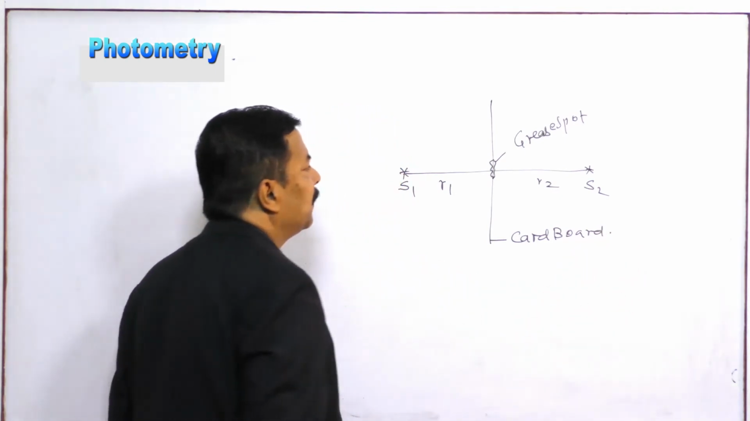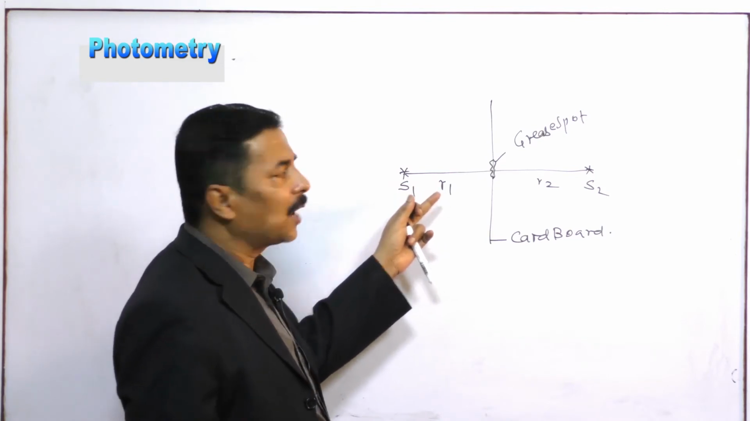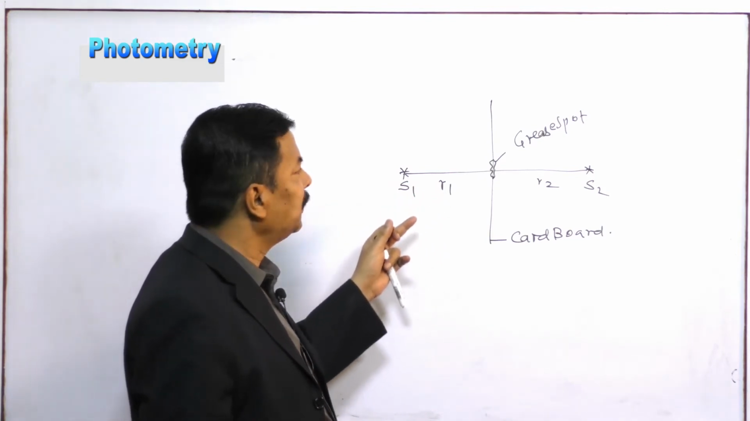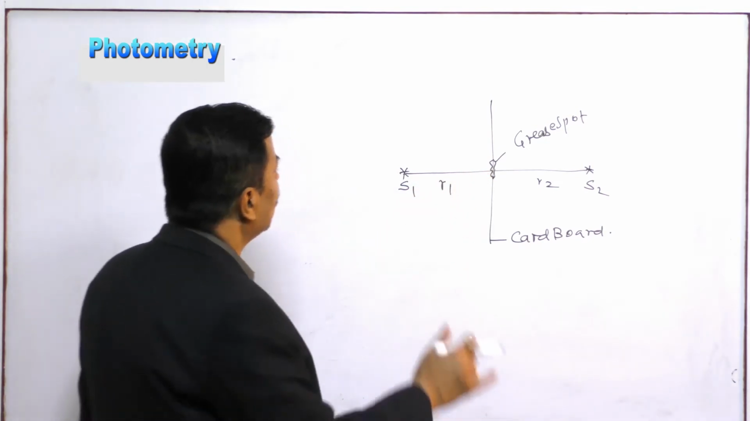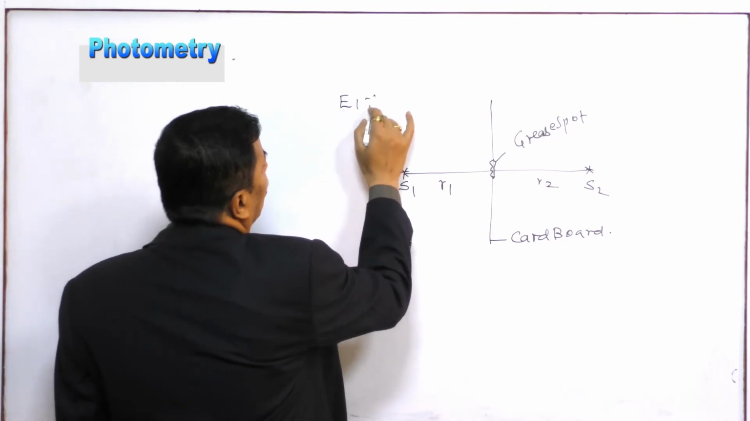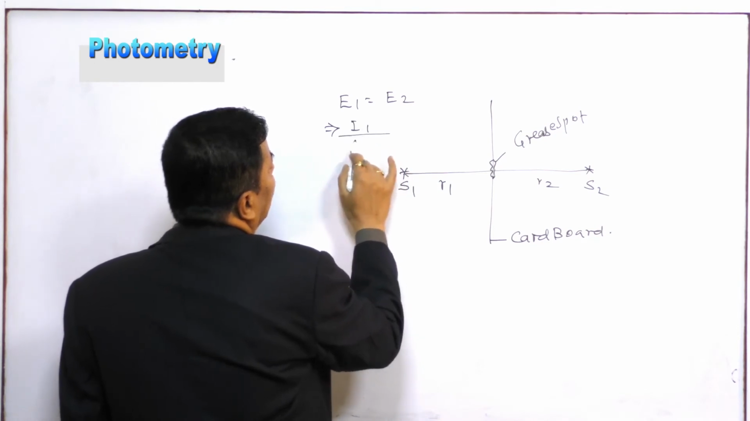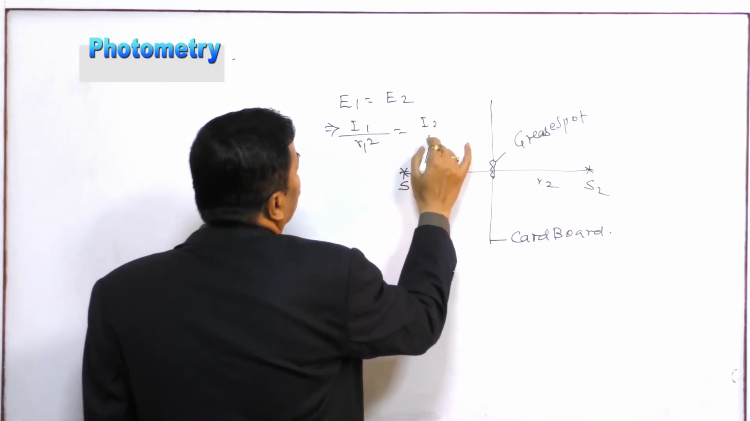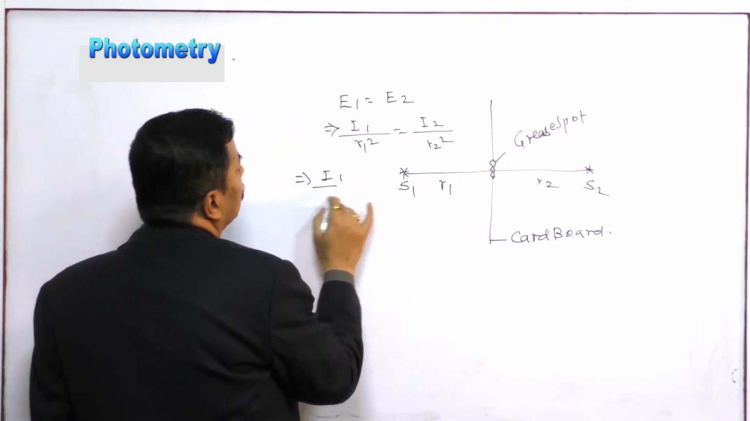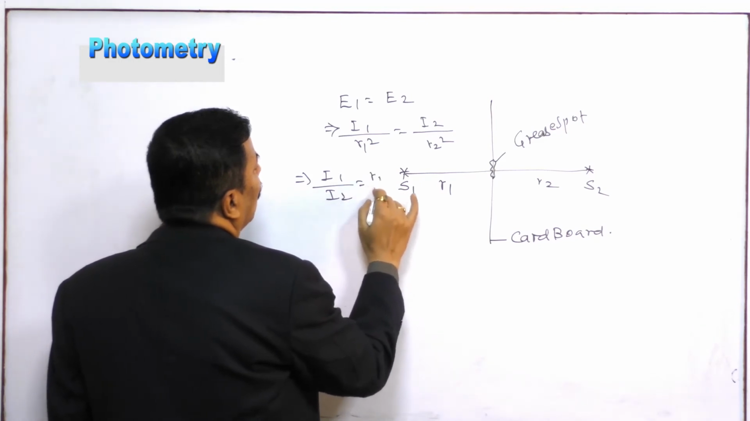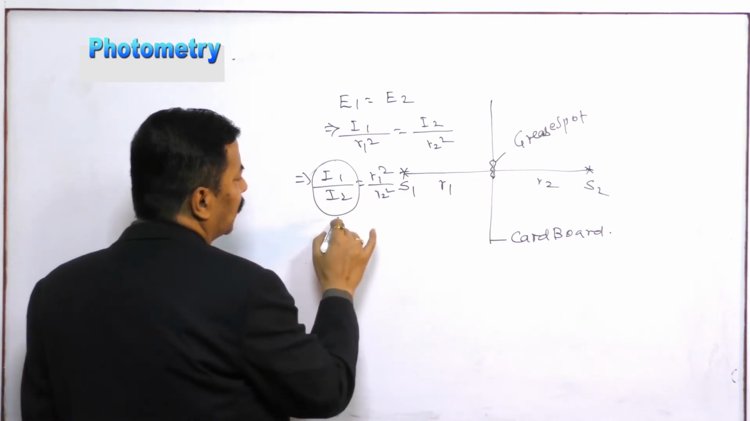So what do we observe? We observe that by suitably adjusting the distances R1 and R2, we are in a position to get equal illumination of the grease spot, and in this situation E1 becomes equal to E2, and then I1 by R1 square equals I2 by R2 square. So I1 by I2 is equal to R1 square by R2 square. This is called comparison.